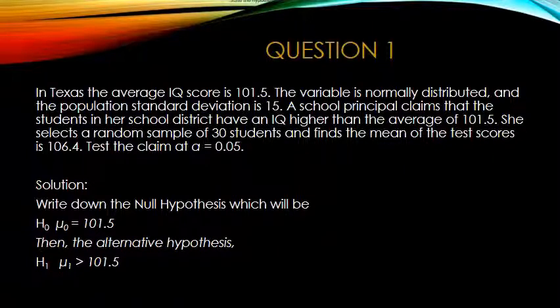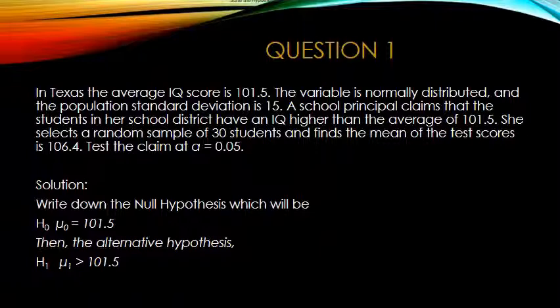In this sample question, it is stated that in Texas, the average IQ score is 101.5, the variable is normally distributed, and the population standard deviation is 15. The school principal claims that the students in her school district have an IQ higher than the average of 101.5. She selects a random sample of 30 students and finds the mean of test scores to be 106.4. Test the claim at alpha equals 0.05.